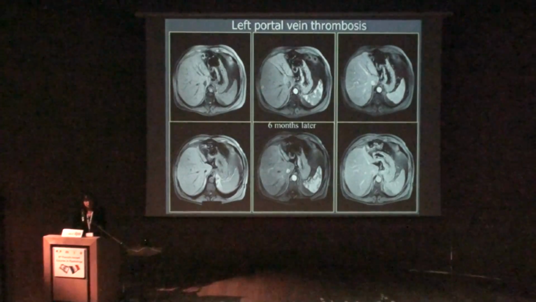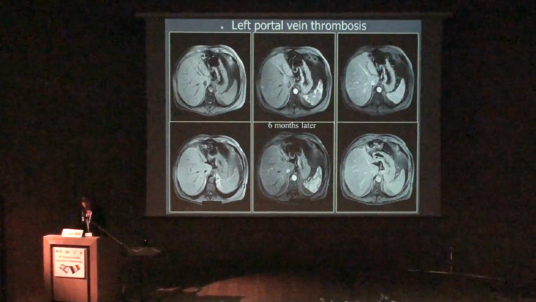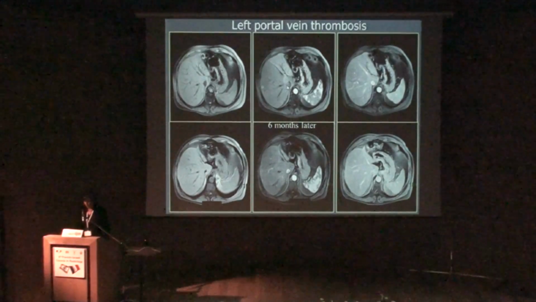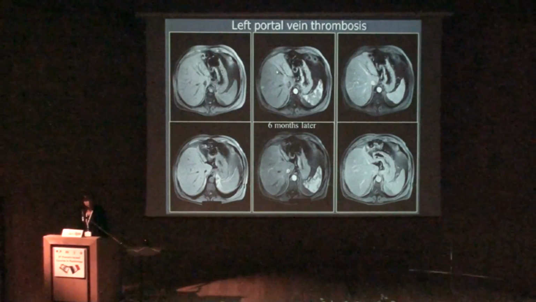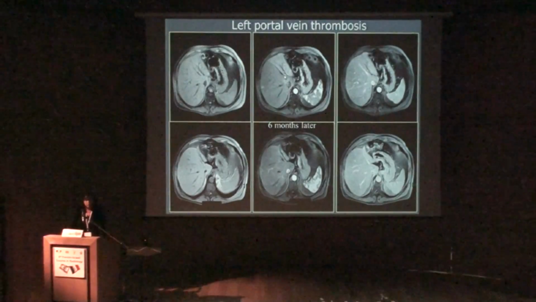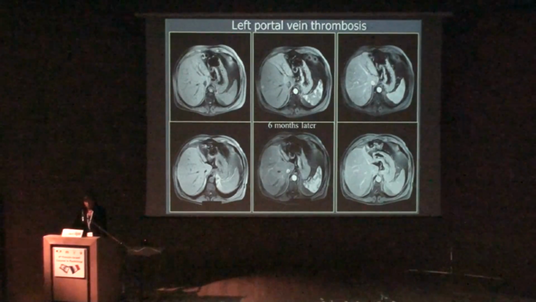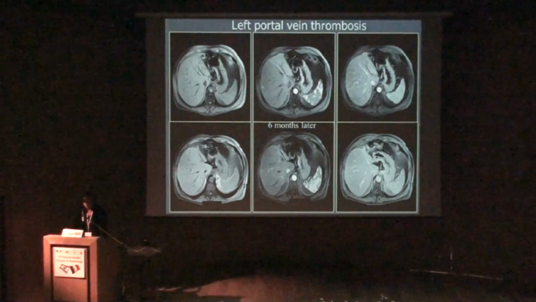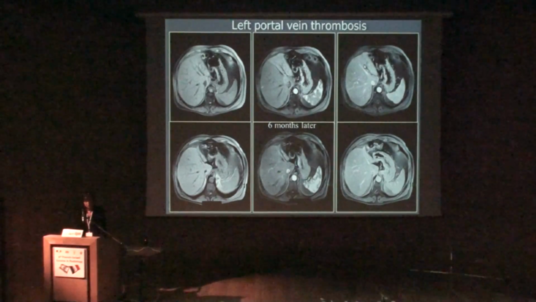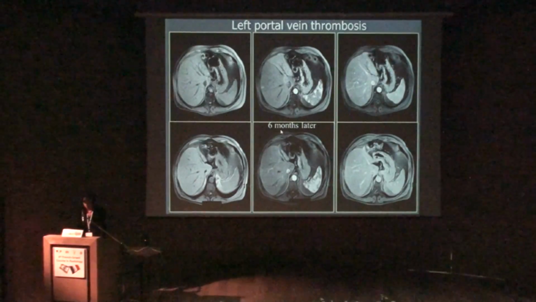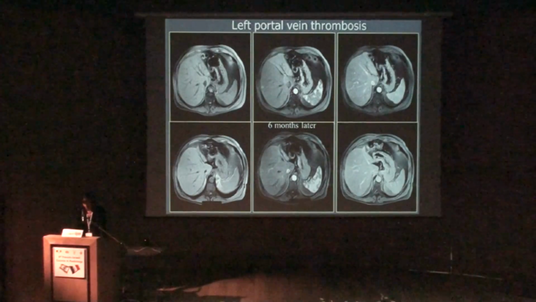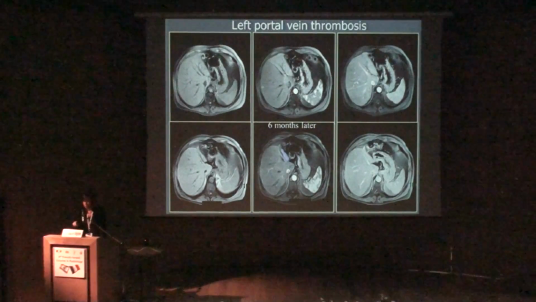This is a patient who had acute left portal vein thrombosis, and you can see here on the top, on the arterial phase imaging, increased enhancement in the left liver, which is the arterial compensation that occurs almost simultaneously to the portal venous obstruction. Okay, so no problem with the diagnosis. But if you look at the same patient who had an MR examination 6 months later, it is very interesting to see how the left liver has shrunk.